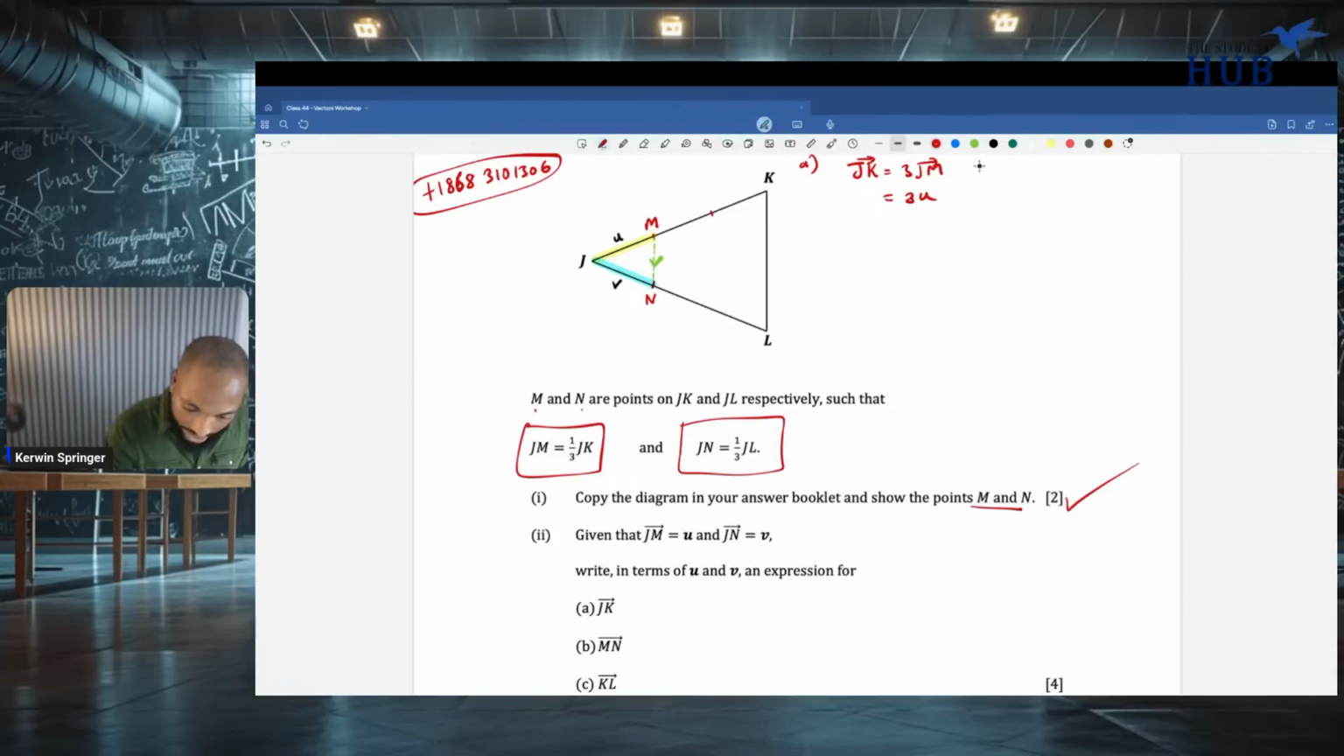MN, key to vectors is finding another way. So I can't go directly from M to N because I don't know what path that is. However, I can go down from M to J, and then pick back up on J and go to N, and that's MN. Now, MJ is not U. MJ is negative U. Why? Because JM is U. MJ is backwards. JN is positive, so we put plus V.